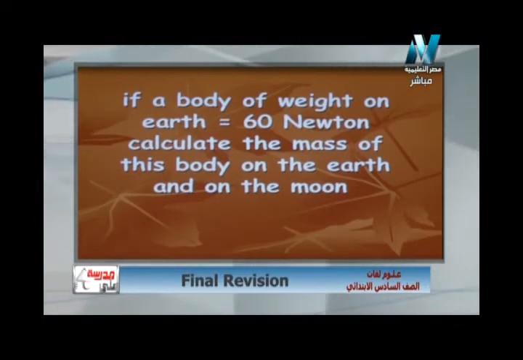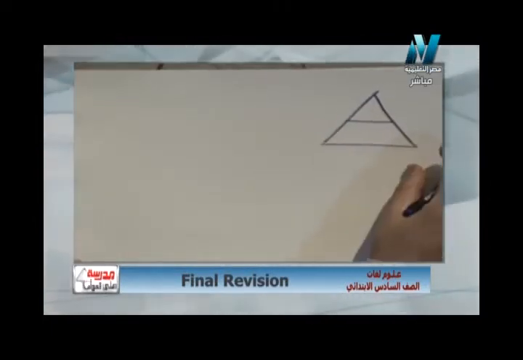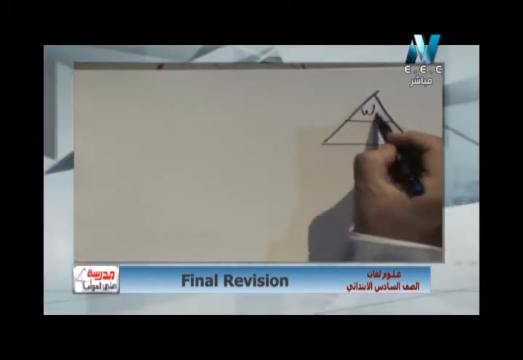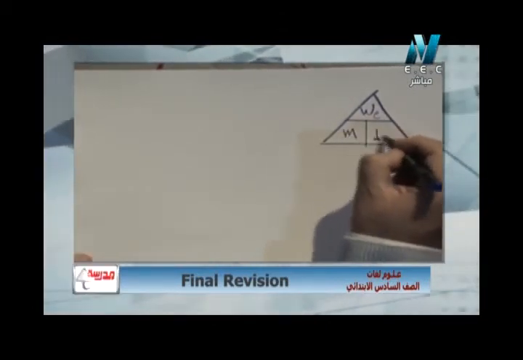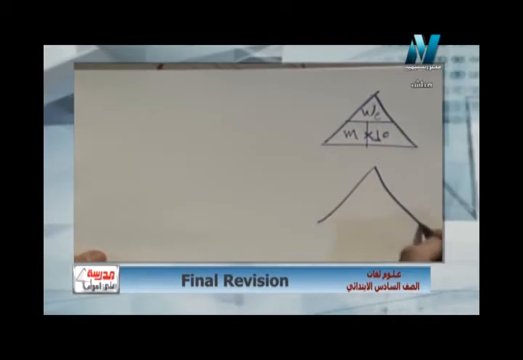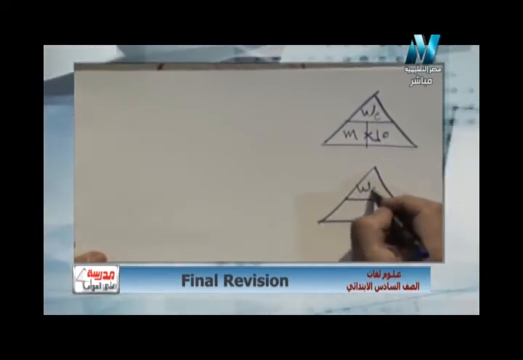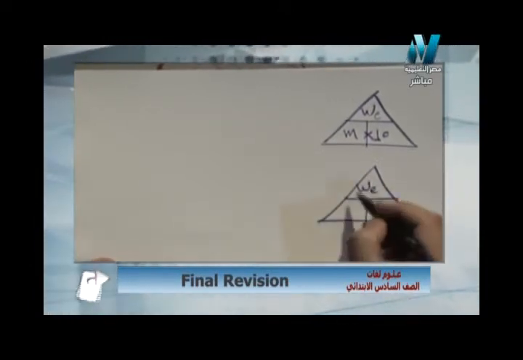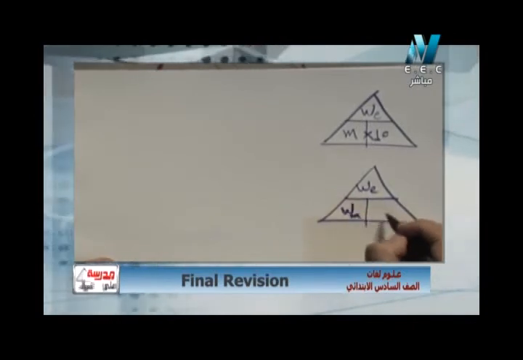I have the two triangles. Let's write the two triangles of mass and weight. Weight on Earth at the top and mass by 10. Second triangle, weight on Earth also. Weight on the Earth is always the one at the top in the two triangles. Weight on the moon by 6.